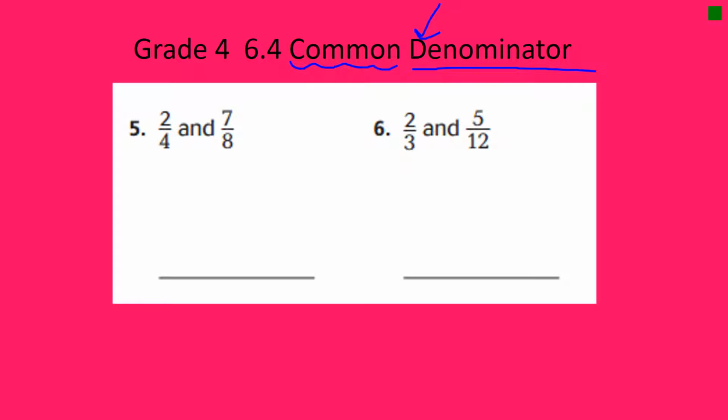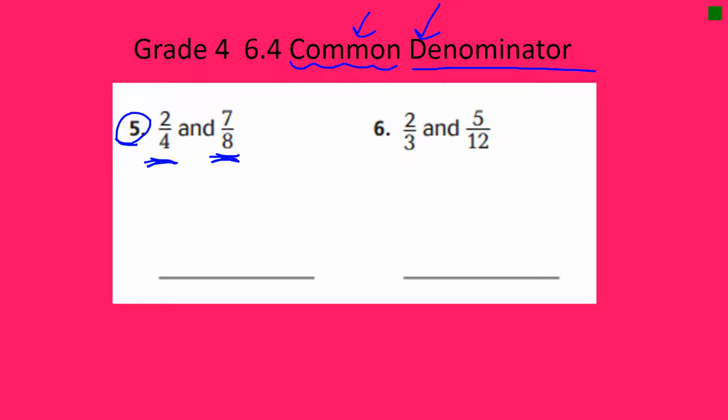Okay? So let's jump in here to number 5. A denominator that's the same, of course. What I always look at first, okay, is, oh, you know what? I'm going to pause. Let's read the directions because I cut the directions off here. So this is number 5 and 6. The directions say, write the pair of fractions as a pair of fractions with a common denominator. Okay, so I'm going to have to write these fractions again, but they both have to have the same denominator. So 2/4 and 7/8. I'm going to rewrite them with equivalent fractions that have the same denominator.